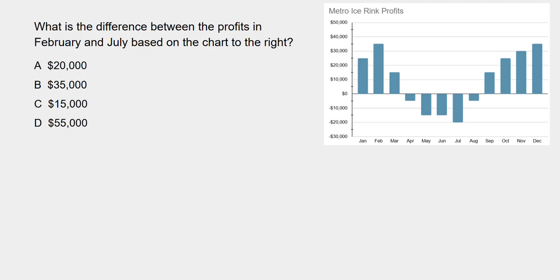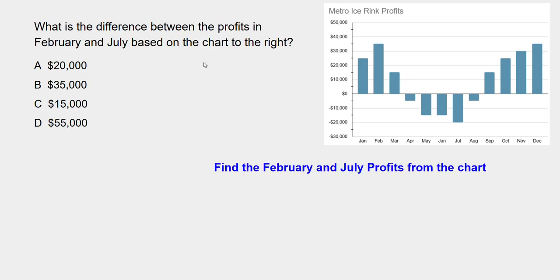We can see from the title of our chart that we're talking about ice rink profits. Down the left-hand side of our chart, we have a scale that's giving us amounts of money. And down on the bottom, we have a scale that is giving us months of the year. And each of these bars in our chart indicates the amount of money that was either made or lost by the ice rink. Once again, our question is asking us to compare the profits in the month of February and July and find the difference.